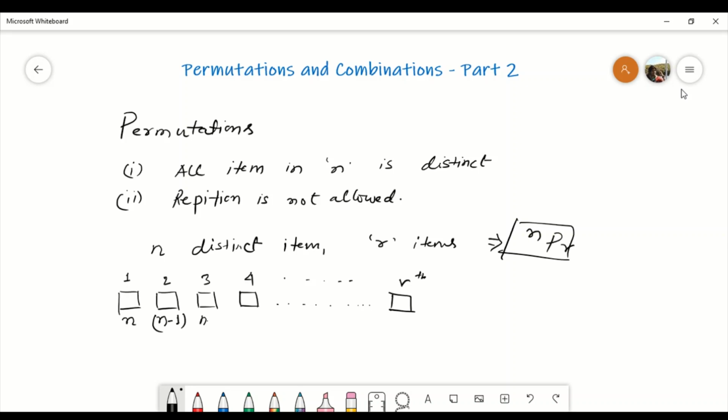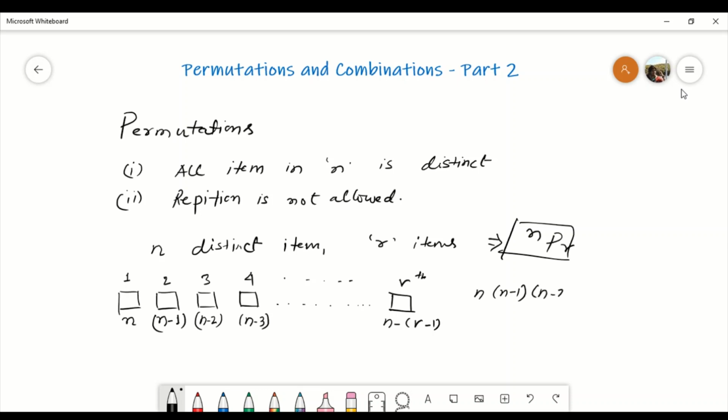Again, to fill this box, we have n minus 2 choices. To fill this box, we have n minus 3 choices. Similarly, if you generalize, to fill the rth box, we have n minus (r minus 1) choices, right? Because for the first, we had n minus 0. For the second, we have n minus 1. For the third, we have n minus 2. So similarly, for the rth, we have n minus (r minus 1) choices. So in totality, how many ways can we fill this up, or arrange our items? That will be the multiplication of these things.